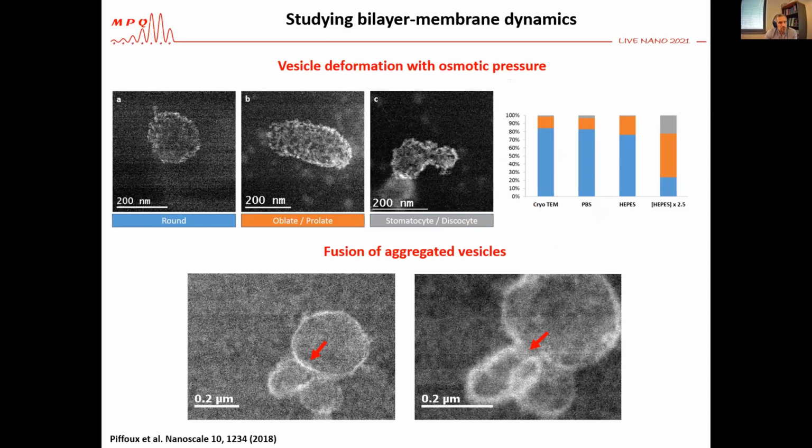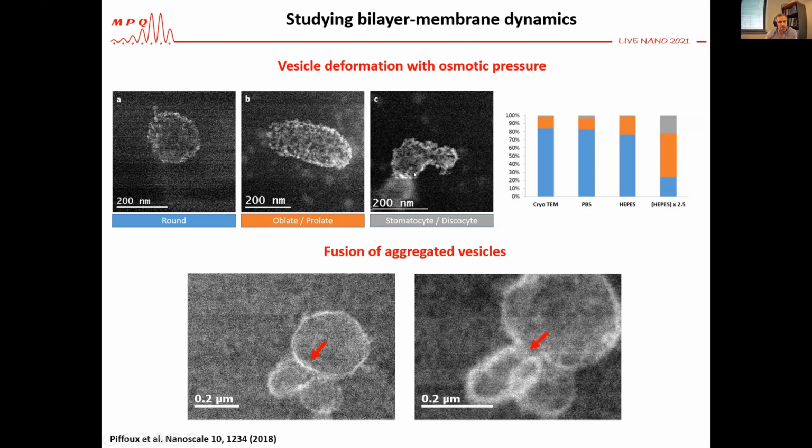So we tried to study the thermodynamical shape of those objects as a function of the osmotic pressure. And here I represent three typical morphologies of vesicles that you can find in the liquid cell. So you have round vesicles, you have ellipsoidal vesicles, which correspond to a 3D shape, oblate or prolate, and you have also these shapes which correspond to stomatocyte if you have only one curved surface, or discocyte if you have two curved surfaces. So these are the three typical shapes that you find in the liquid cells.